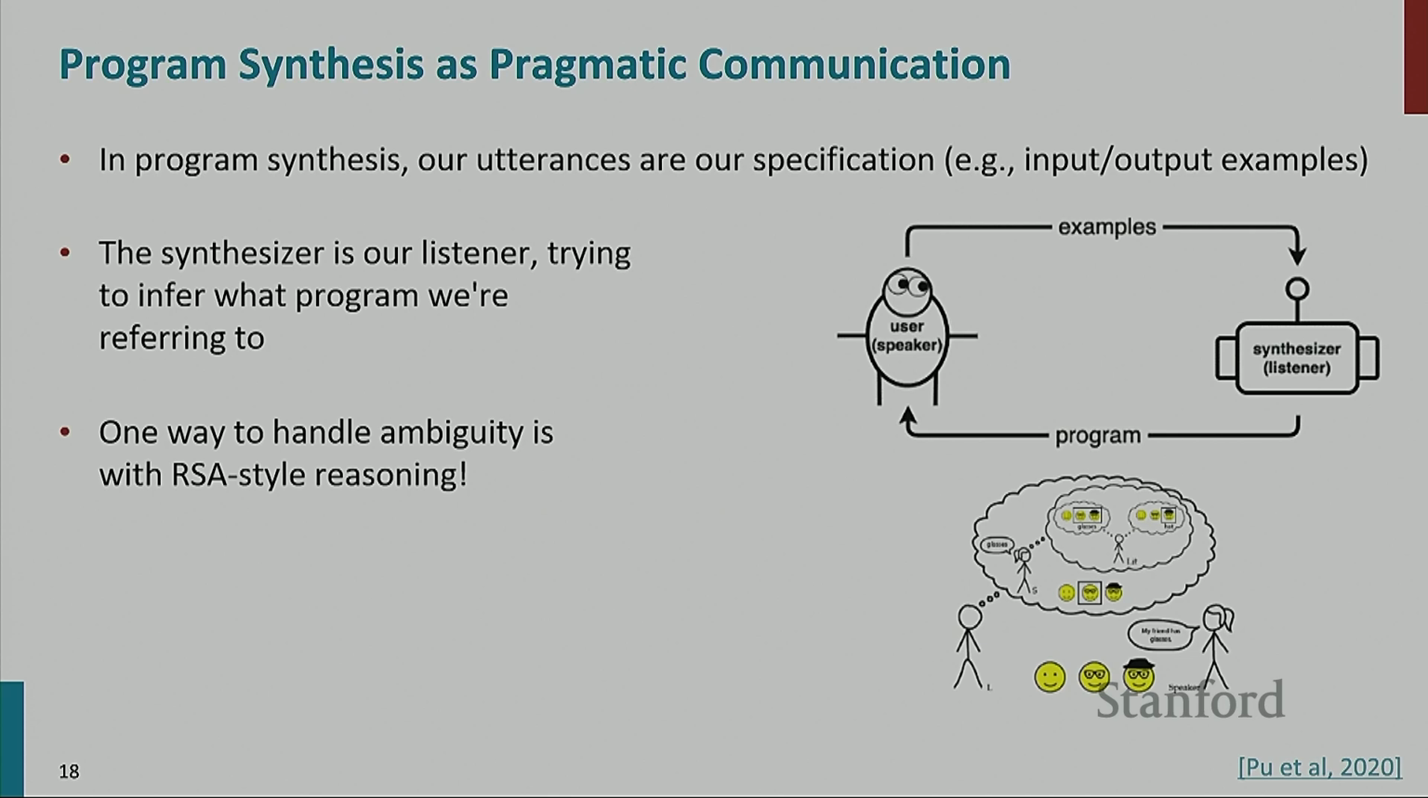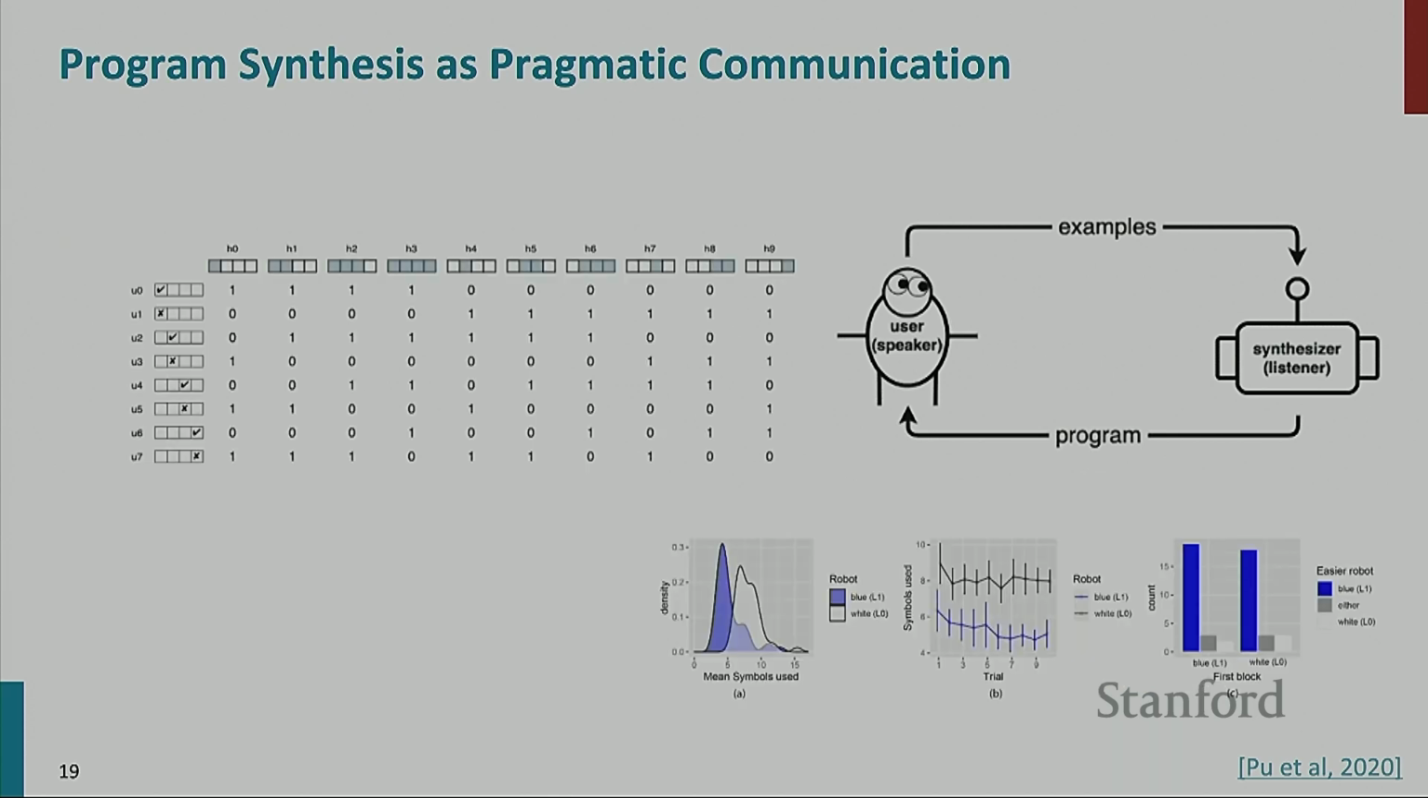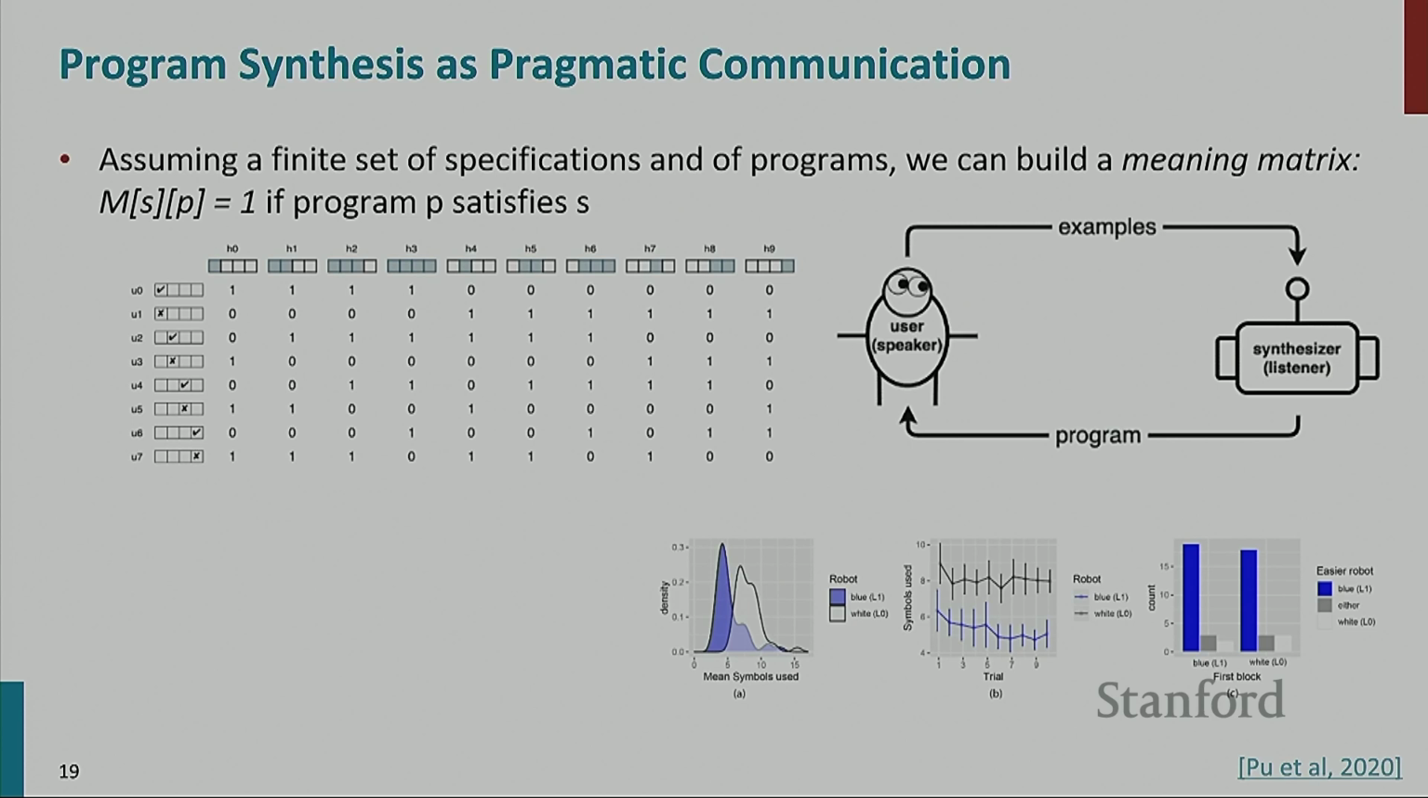We have RSA, and we can almost directly apply it in the setting where we can build this meaning matrix, where in one dimension we have all the programs. Let's assume for simplicity that we have a finite set of programs and also a finite set of examples that can be given to the synthesizer. In that setting, we can make this matrix where each entry corresponds to a program being run on one example, and we have 1 if the program satisfies that example, like returns true on that example, for example, and 0 otherwise.